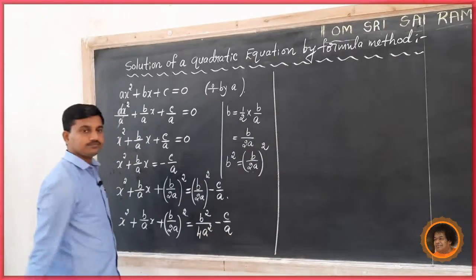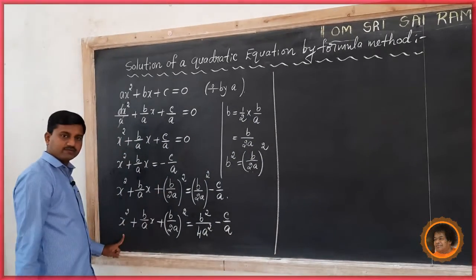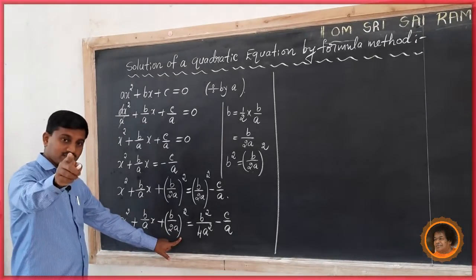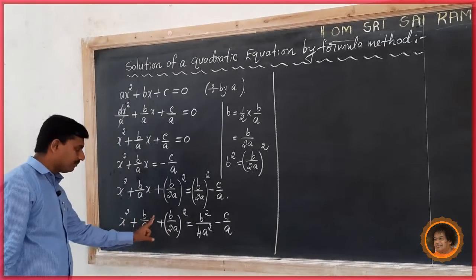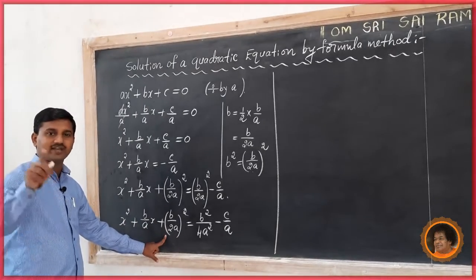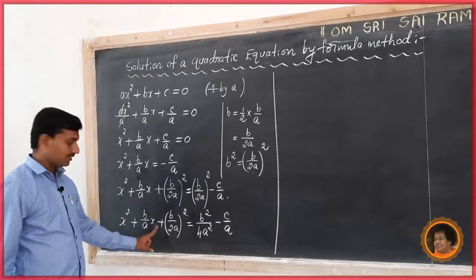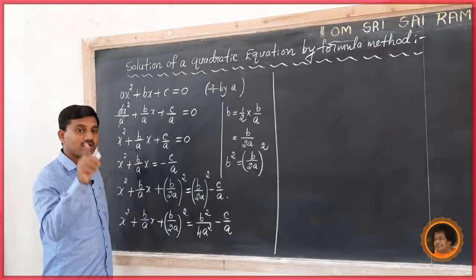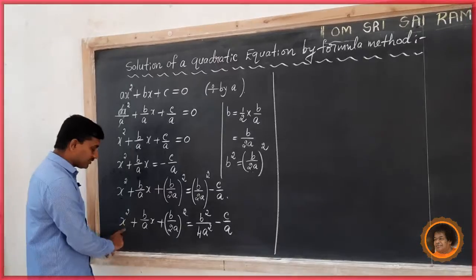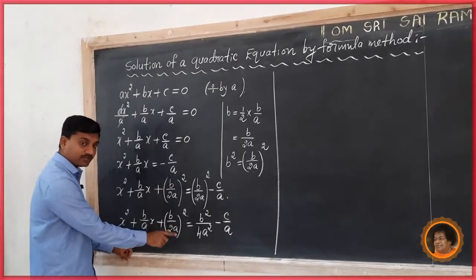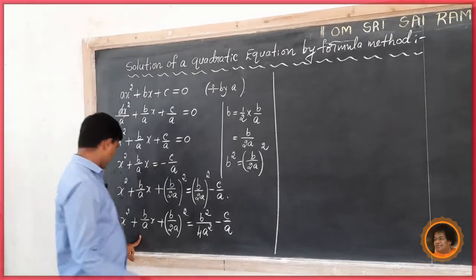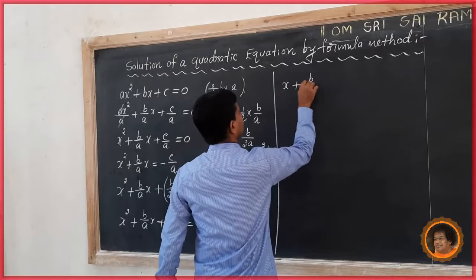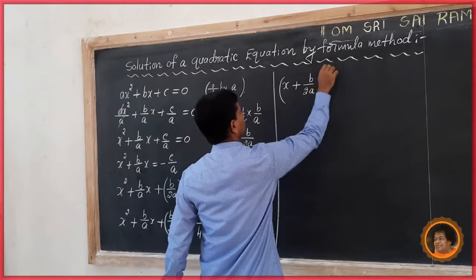Just look at the left hand side of this equation: x square plus b by a into x plus b by 2a whole square. This is in the form of a square plus 2ab plus b square. Recall the identity: the expansion of a plus b whole square is a square plus 2ab plus b square. So, how can we write x square plus b by a x plus b by 2a whole square in the form of a plus b whole square? We can write it as x plus b by 2a whole square.